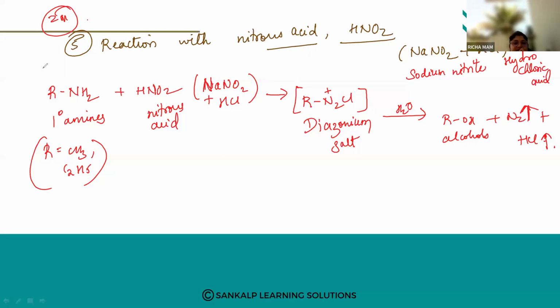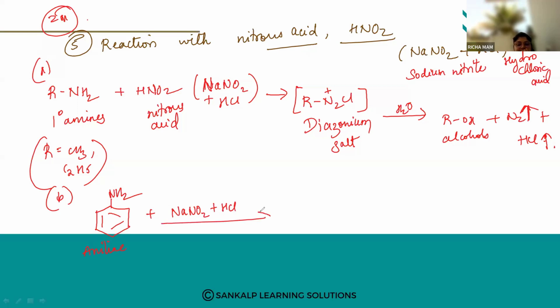Suppose we have aromatic amines. Suppose I'll take aniline, our primary amine, this is aniline. Again, we are going to do diazotization. How? We are going to take NaNO2 plus HCl. The temperature condition is 0 to 5 degrees Celsius or 270 to 278 Kelvin.